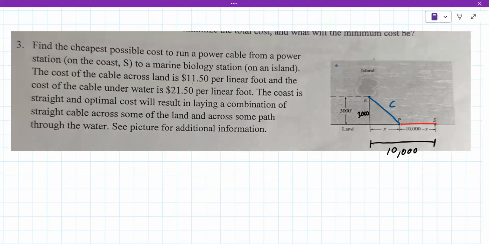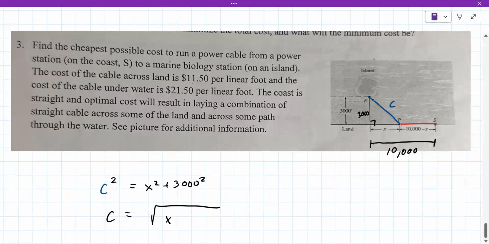To find C, use the Pythagorean theorem. C squared equals X squared plus 3,000 squared. Is that clear? Yes, it's a right triangle. So C is the square root of X squared plus 3,000 squared. You can square it if you want.